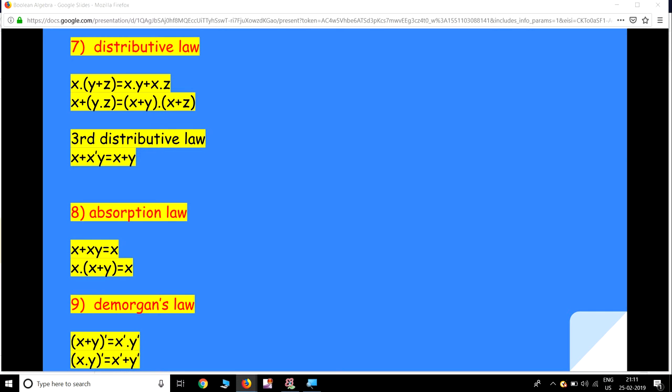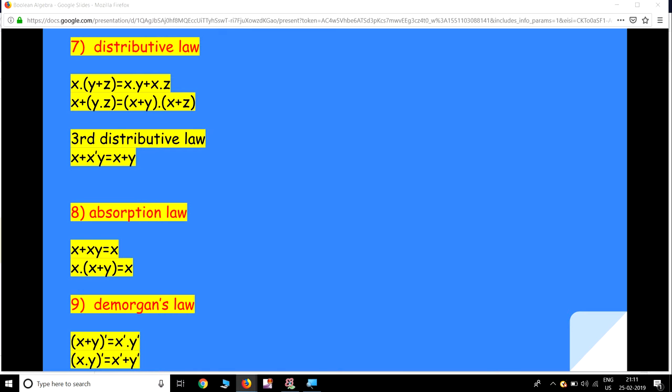Hey guys, so let's start the seventh Boolean law, which is the distributive law. Within the distributive law we have three types. The first one is x multiplied with (y plus z) is equal to xy plus xz. Now you have come across this in mathematics as well.